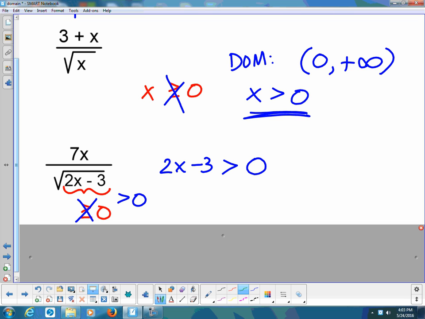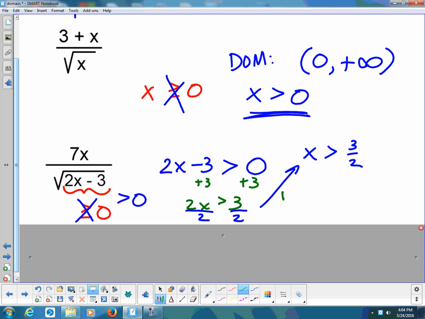And I'm going to solve this inequality by adding 3 to both sides and getting 2x is greater than 3, and then dividing both sides by 2. Do I need to switch the direction of the inequality? No, because I'm dividing by a positive number. So I'm going to have as my inequality solution, x has to be greater than 3 halves.